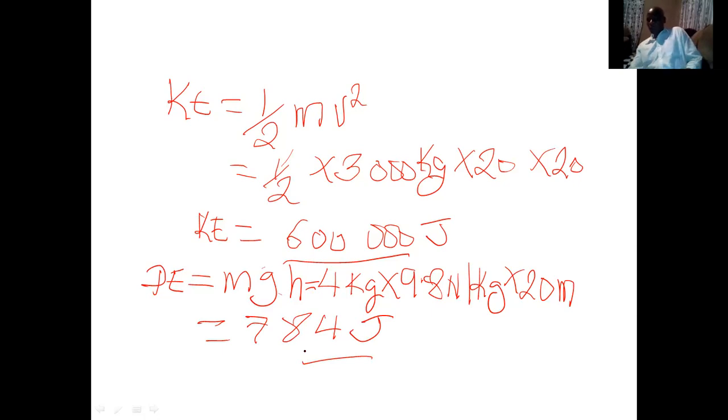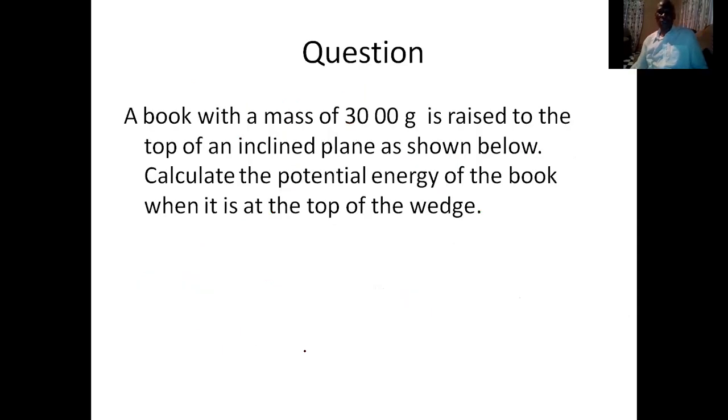So this is a simplified version of how we can calculate the kinetic energy as well as the potential energy of a body. We have merely substituted the values which are given. And so we go ahead and look at another question. This question is a bit complex, but it requires us just to think and define what potential energy is. A book with a mass of 3,000 grams is raised to the top of an inclined plane as shown. Calculate the potential energy of the book when it is at the top of the wedge.